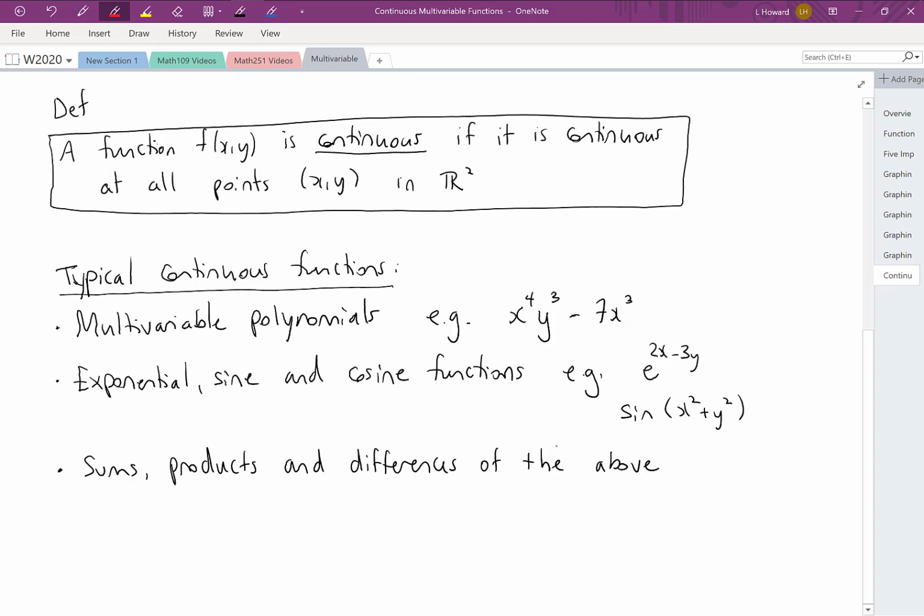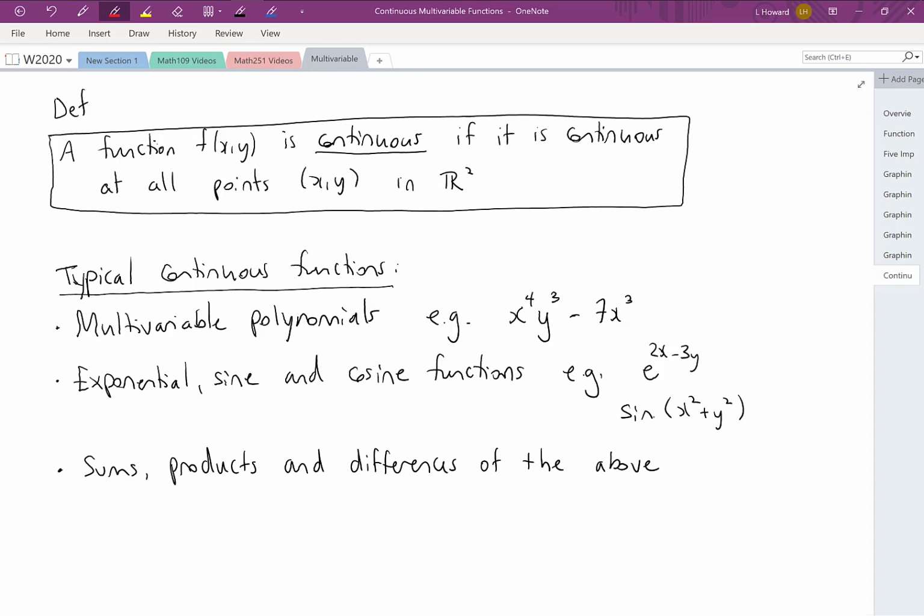Also, exponential, sine and cosine functions, where the argument is a polynomial in x and y. So you could have something like e to the 2x minus 3y, or sine of x squared plus y squared. So we're applying the exponential to a multivariable polynomial, or we're taking sine of a multivariable polynomial. Again, those are going to be continuous functions.